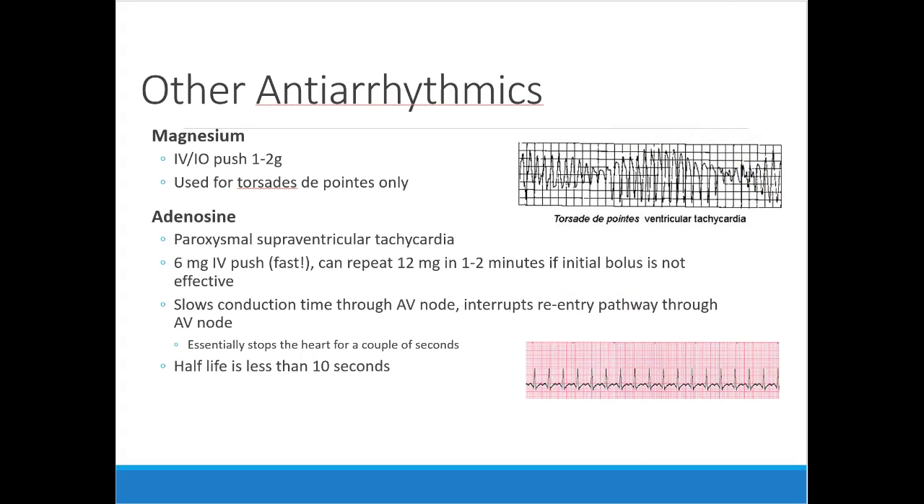Adenosine is a medication that can be useful for supraventricular tachycardia, or SVT, which is the most common arrhythmia seen in pregnant patients. We're going to talk about the treatment there, but what it does is it blocks the conduction time through the AV node very briefly and interrupts your reentry pathway. So essentially what happens is the heart stops for a very brief couple seconds. Adenosine's half-life is really short, so it gets wiped out of the system very quickly, but it can be used to convert people out of SVT.